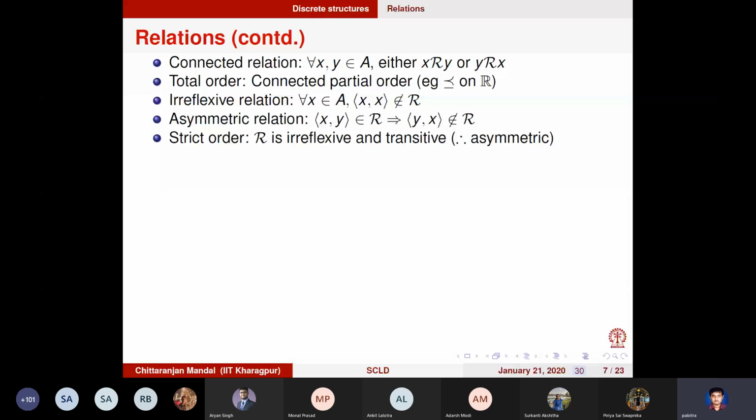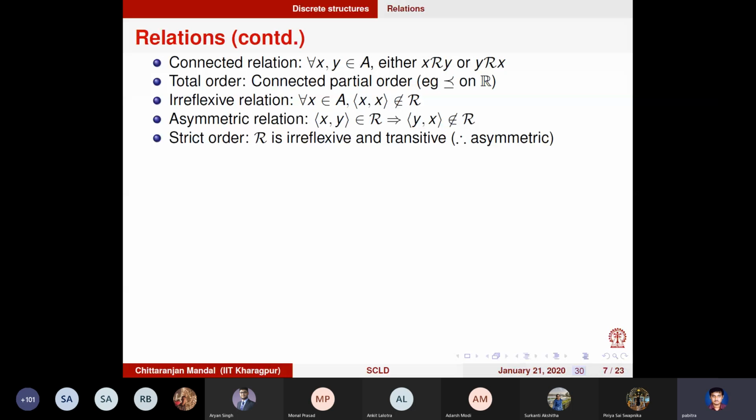It is irreflexive, that means the self loops are not there, x is not related to itself. It is asymmetric, that means if x is related to y, y cannot be related to x. If xy is there in the relation, you rule out yx. It's not antisymmetric. In antisymmetric, if x is related to y and y is related to x, in only one case it is possible, when y is equal to x. Here, in no case it is possible. So one is greater than or equal to, this is strictly greater than.